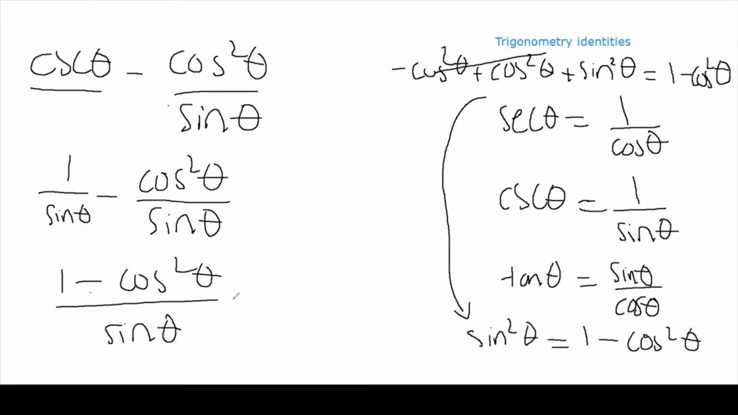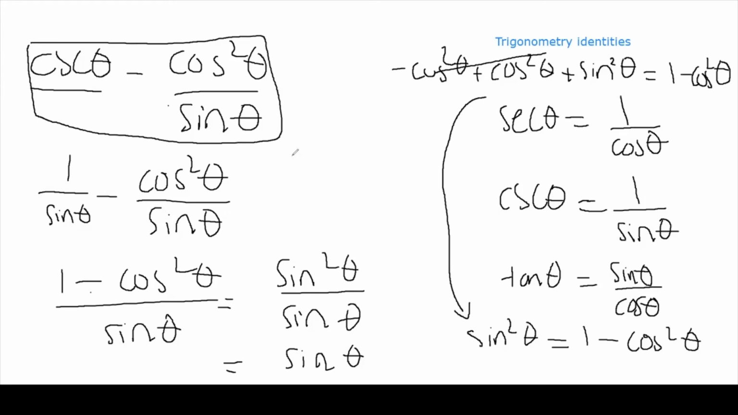So we have equal to sine square of theta divided by sine of theta. Okay, what is sine square of theta divided by sine of theta? We don't have to use any identities. So which is sine of theta. That's it. And this expression, when you simplify, that will give you sine of theta.